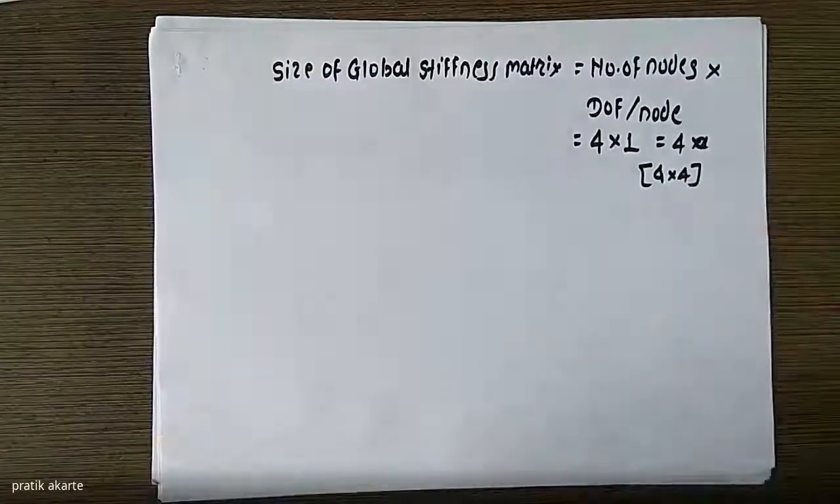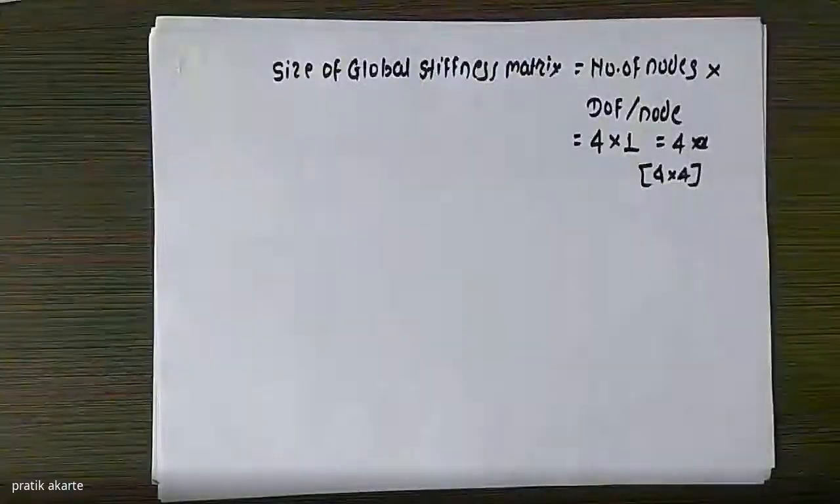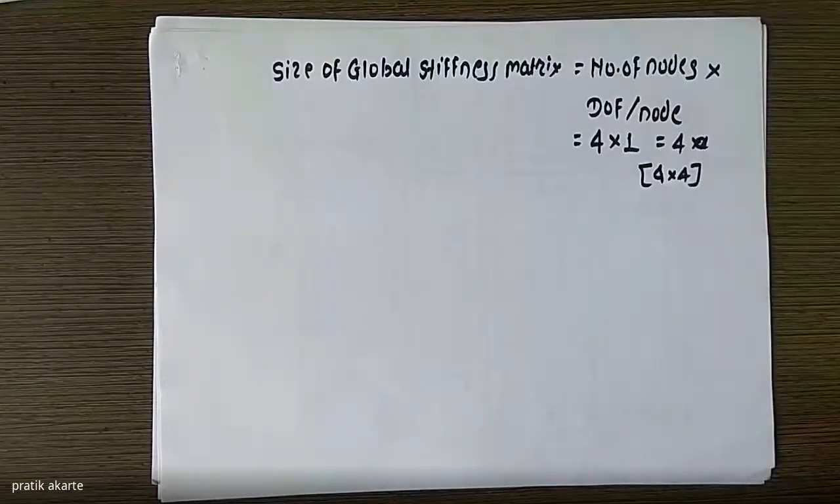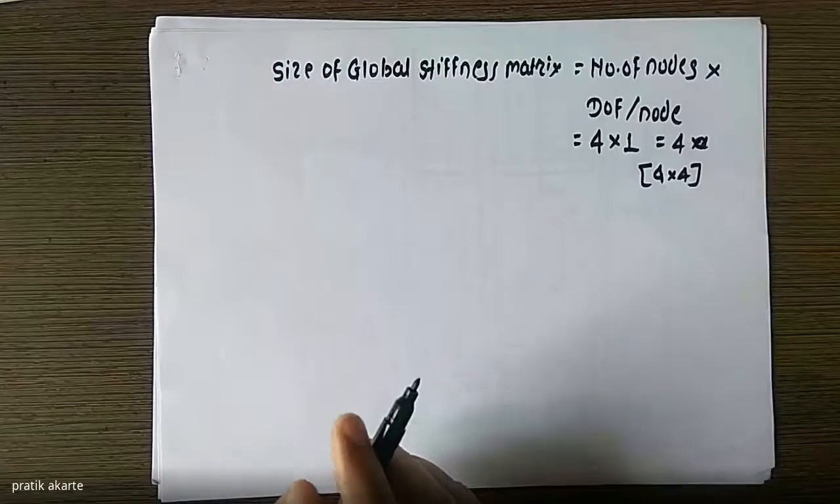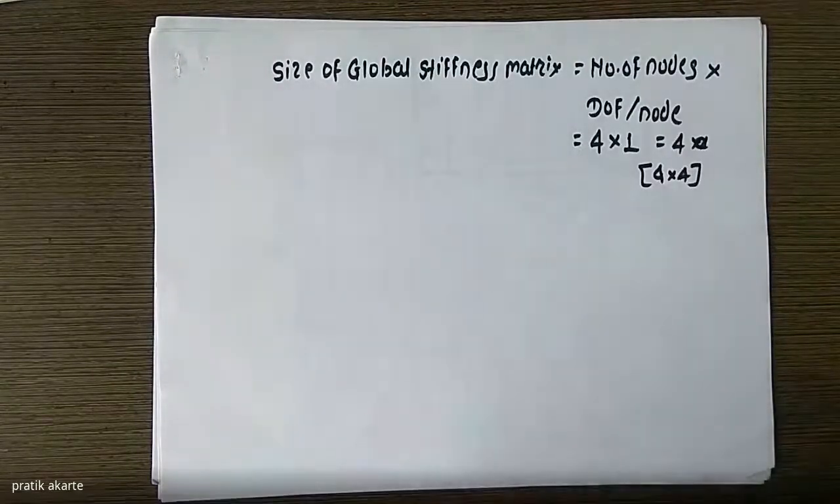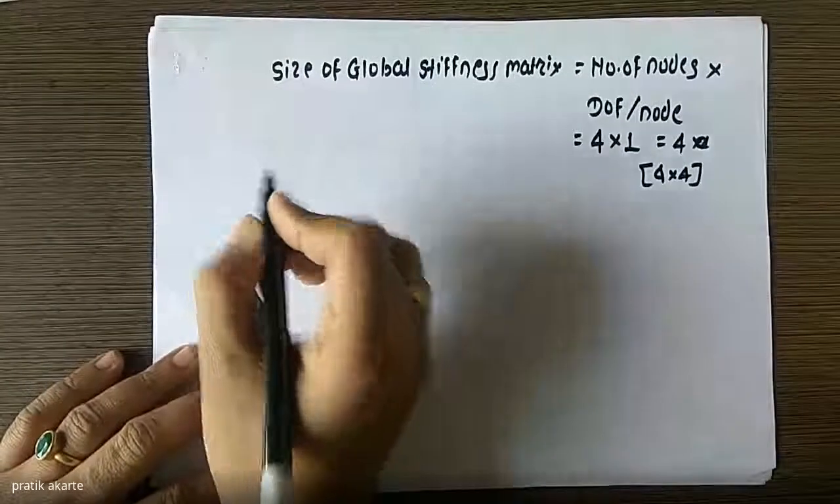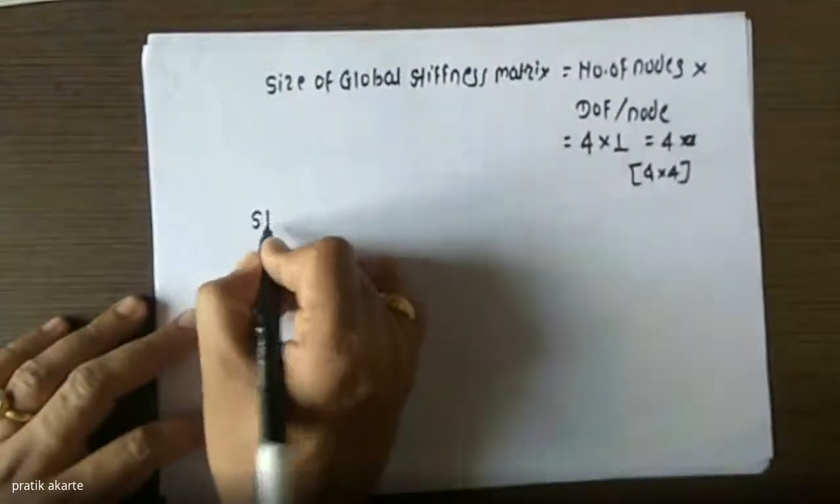Let us say there are 5 nodes and each node has 2 degrees of freedom, x and y. Then the size of the global stiffness matrix will be 5 into 2, that is 10 by 10. In this way you can formulate the size of the global stiffness matrix. Okay, so let us write the global stiffness matrix. Step number 4.